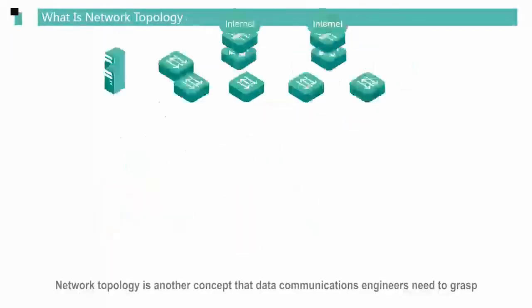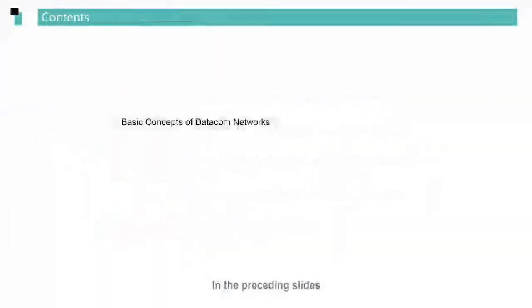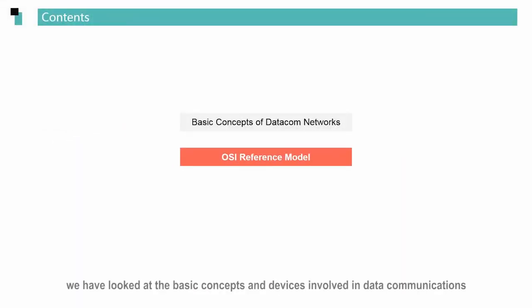Network topology is another concept that data communications engineers need to grasp. This network topology is a logical map of all of the devices and cables in the network. In the preceding slides, we have looked at the basic concepts and devices involved in data communications. We have already briefly mentioned the difference between Layer 2 and 3. Now let's look in detail at the 7-layer OSI reference model.